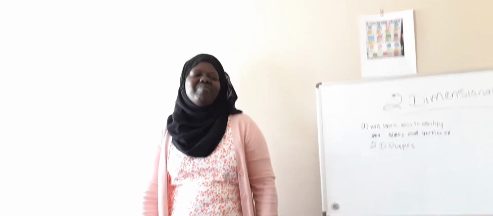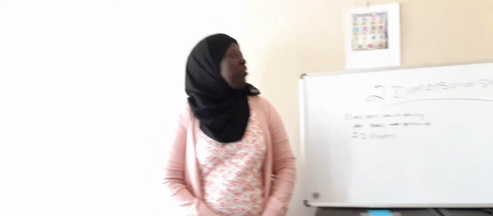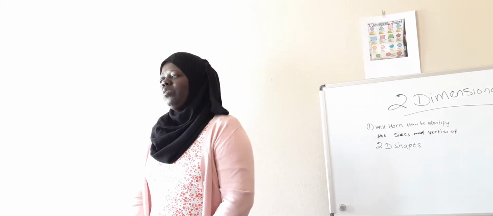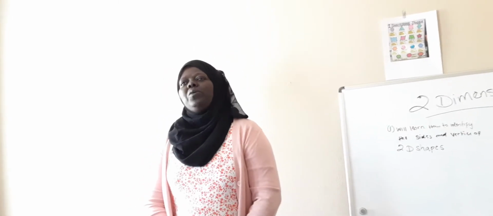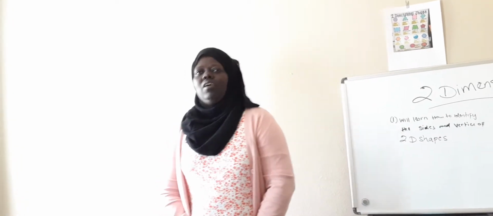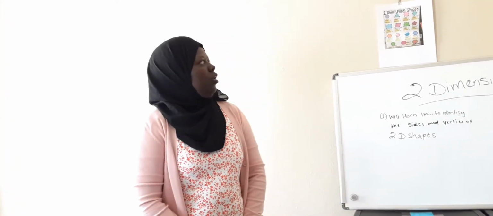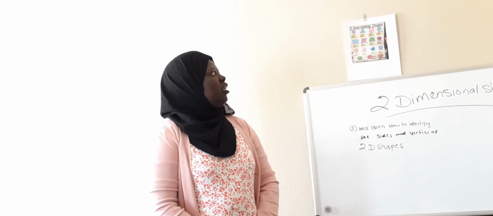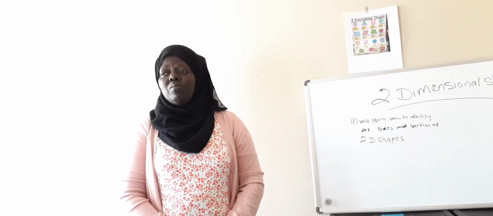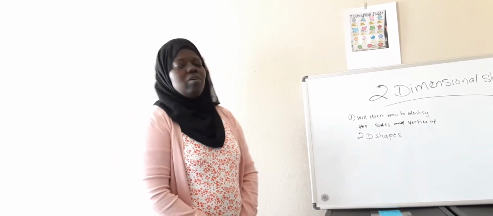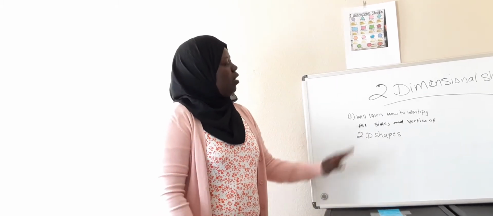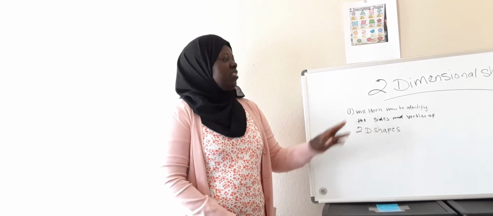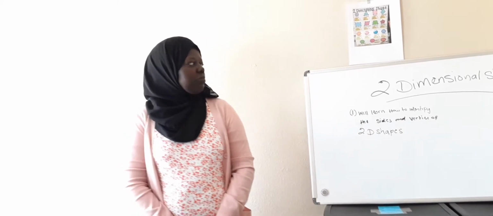Good morning, class. Today we are going to learn about two-dimension shapes. I'm sure some of you have already learned about two-dimension shapes in your class, or you have seen them in real life. So you have a chart over here. You will take a look and increase your understanding of what two-dimension shapes are. And in today's lesson we're going to focus more on how to identify the sides and the vertices of two-dimension shapes.